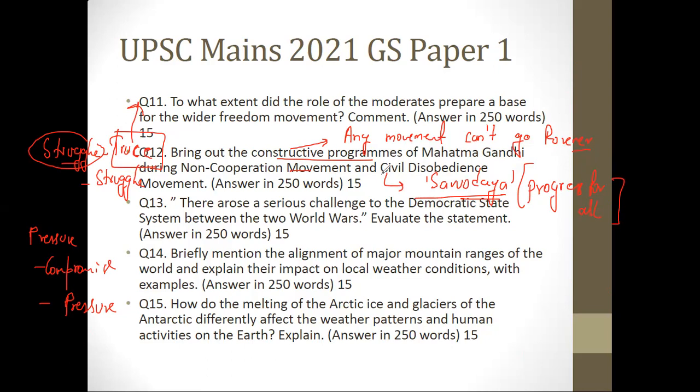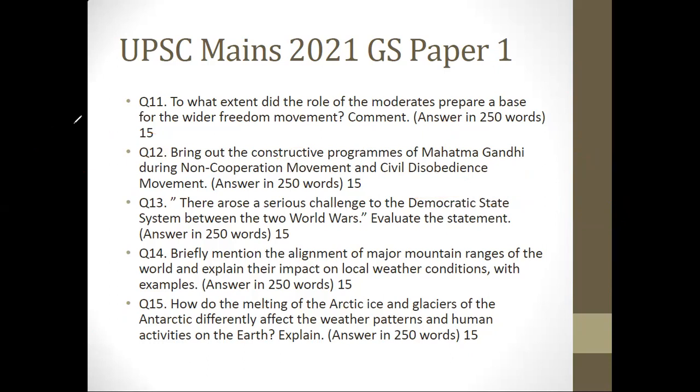Now, the thing is, what are the constructive programs? So promotion of khadi industry, promotion of village industry, all these, we have heard about it. We know this. Khadi, village industry, then Satyagraha Sabha. Remember Rowlatt Satyagraha Sabha, all these things were organized. Then Hindu-Muslim unity promotion, removal of untouchability, because he started even the Harijan newspaper.